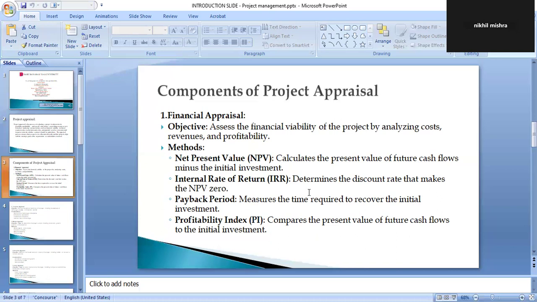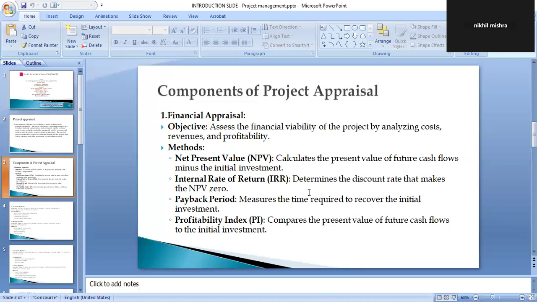Suppose you are investing 1 lakh rupees in any project, and your expected inflows are 10,000 per annum for 10 years. It means that in 10 years, you will recover this initial investment, that is rupees 1 lakh. The payback period of this particular project will be how much? This will be 10 years. Because in 10 years, you are recovering the 1 lakh rupees.